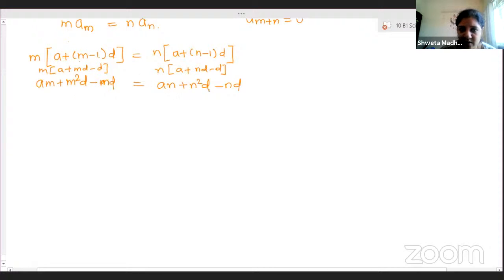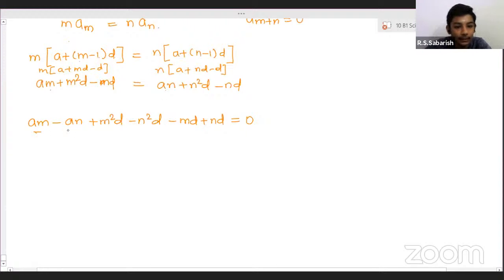So now bring all these terms to the LHS. Am minus an, so first an along with this, like terms we'll write together. Then plus m square d minus n square d, and then minus md plus nd is equal to 0. Is the step clear?